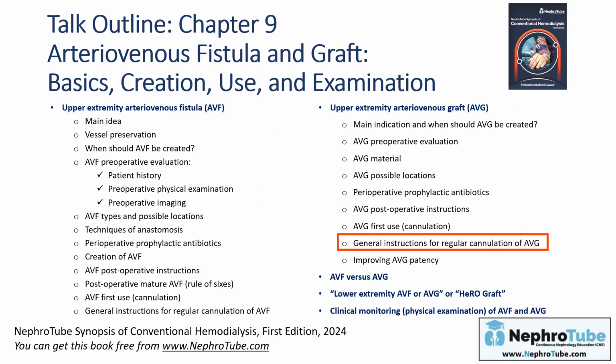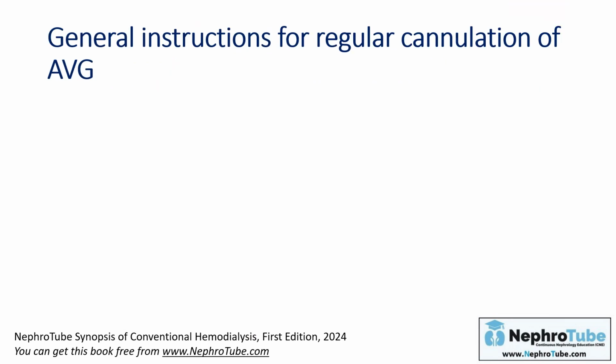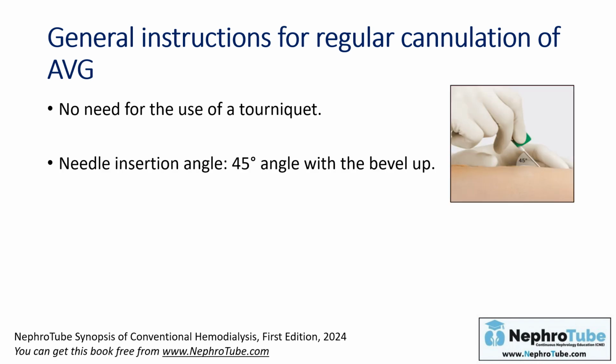Regarding general instructions of regular cannulation of AV graft, they are the same as general instruction for regular AVF cannulation, but with some unique points for AV graft. What are the unique points or differences in the AV graft cannulation than AVF cannulation? First, there is no rule for the use of tourniquet in AV graft. Second, the needle insertion angle. In the AV fistula, we mentioned that the needle insertion angle should be 25 degrees. Here it should be 45 degrees with the bevel up.